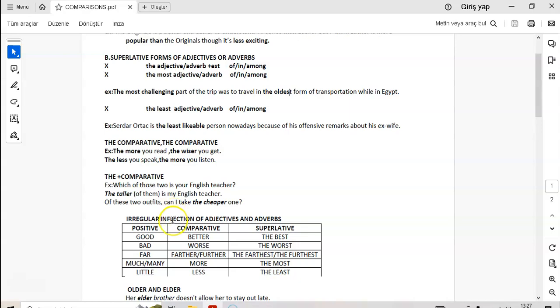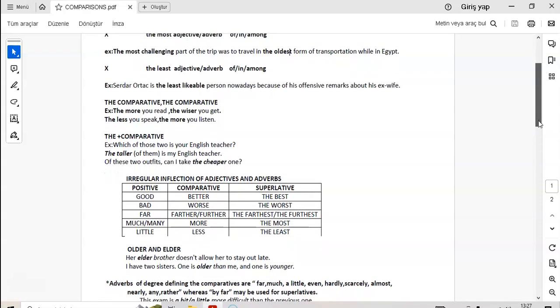Or I'm showing you two outfits. That means I'm showing you two clothing items. And I ask for the cheap one. And so you're choosing the one that is, how can I say, cheaper than the other. So you say the cheap one.